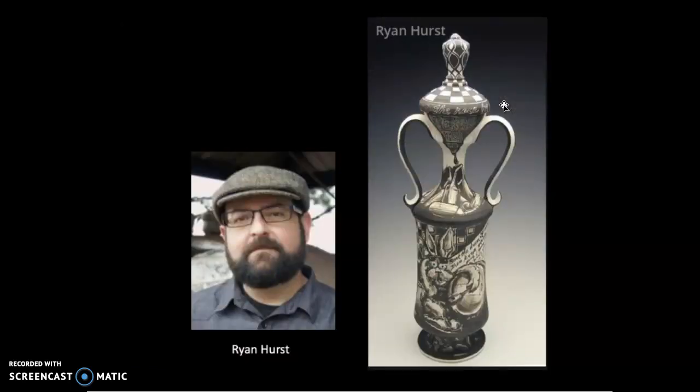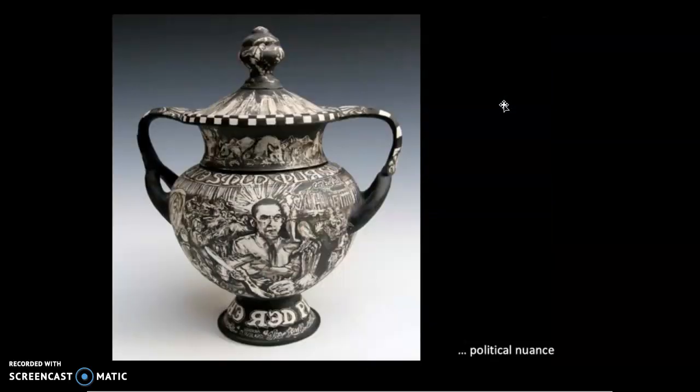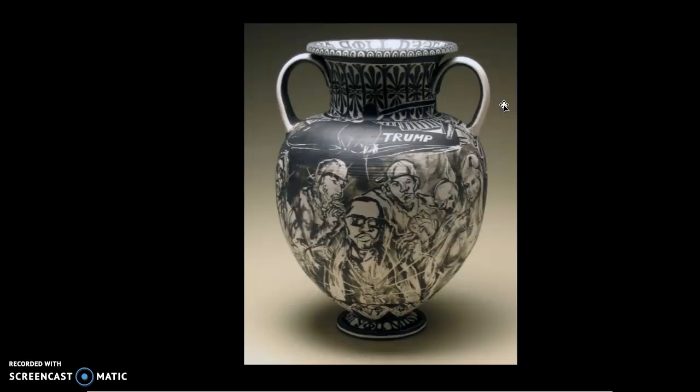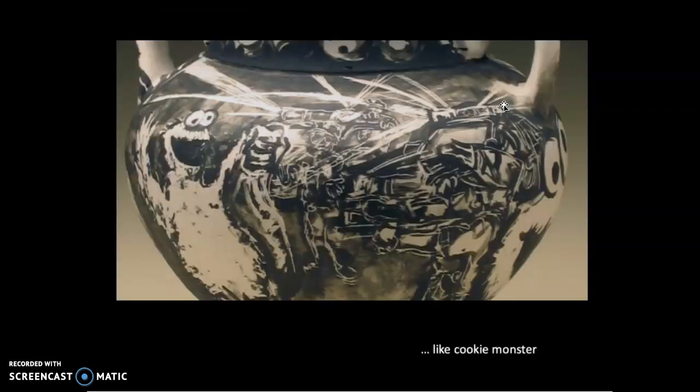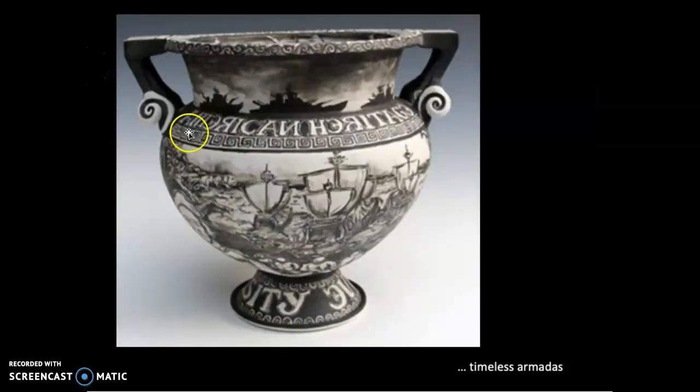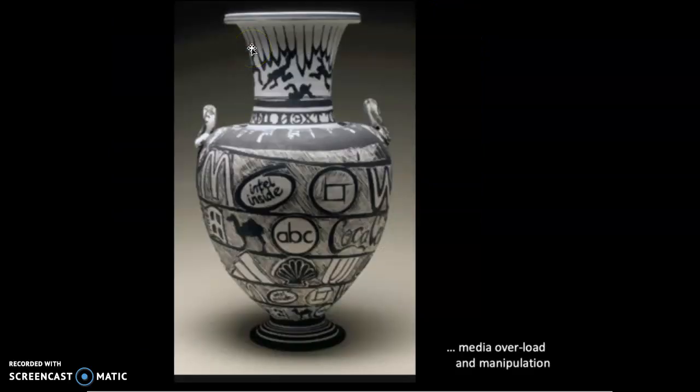Ryan Hurst, who's up in Humboldt, his work deals with political nuance, but quite often with a sense of humor, a little bit like this one here, Rioters at the Gate, where one of the big threats is Cookie Monster, kind of funny, but also kind of sweeping and more serious political things like timeless armadas here. There's a historical armada like we see from the Spanish, or going way back to the Minoans, but also here's the more contemporary. So anyways, he likes to see it.